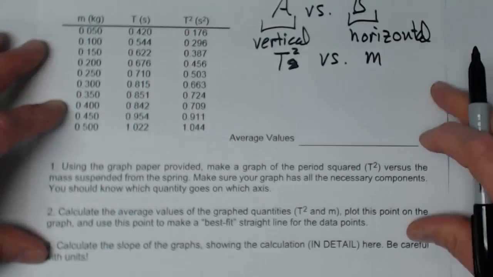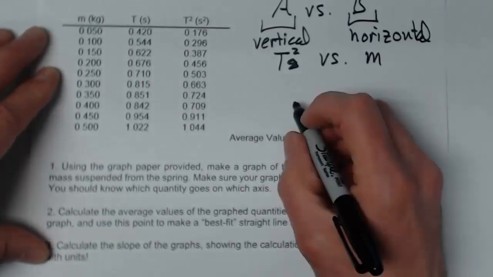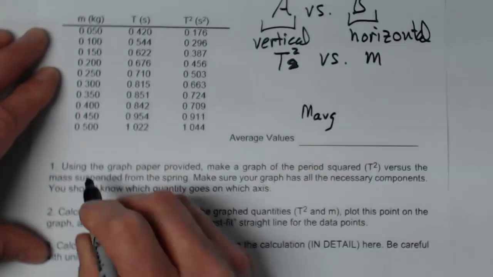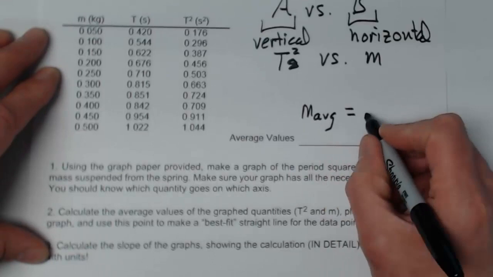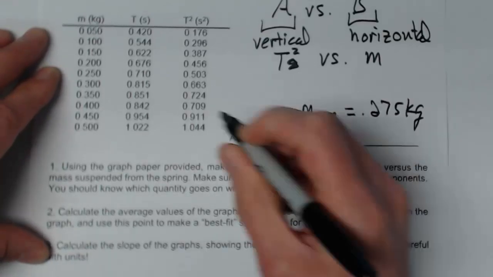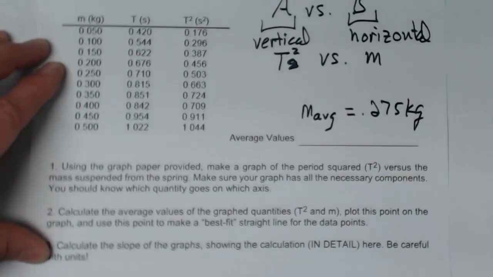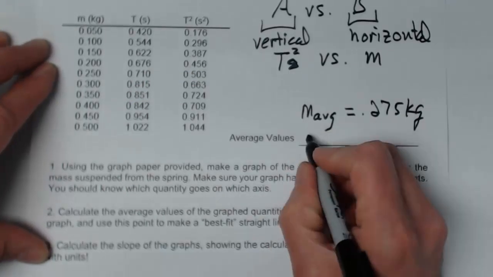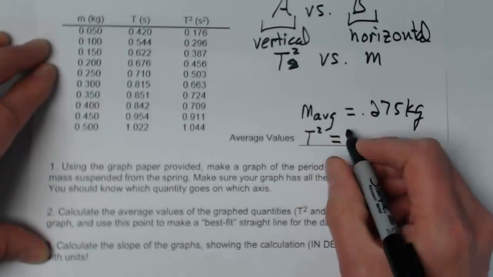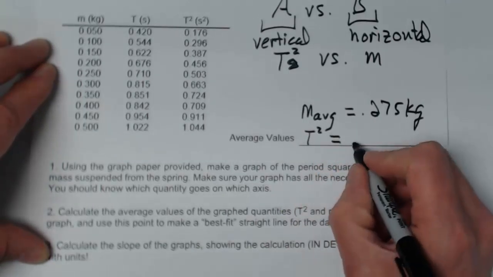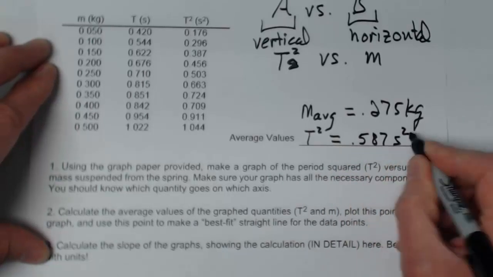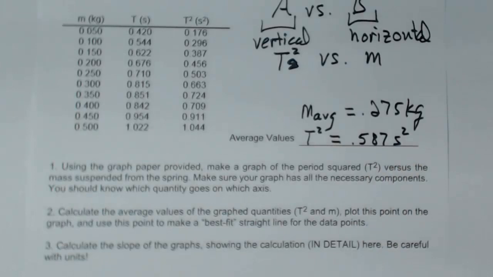When you calculate the average mass for this set of data here, you get 0.275 kilograms. Just add the values up and divide by 10. When you calculate the average value of T squared, you would get 0.587 seconds squared. So there's what we have.